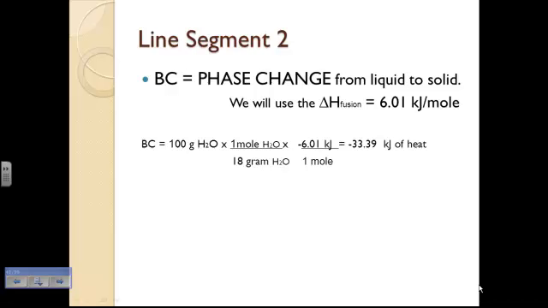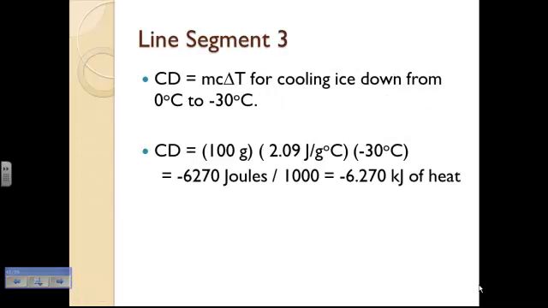We're now at point C. We have solid ice. One more line segment to calculate. We have to take that solid ice from 0 degrees all the way down to negative 30. Since we're changing temperature, we know it to be an mc delta T, where m stands for mass, c must match the specific heat of solid ice, and the change in temperature from 0 to cooling negative 30 degrees. The mass of 100 times specific heat of ice 2.09 times negative 30 equals.